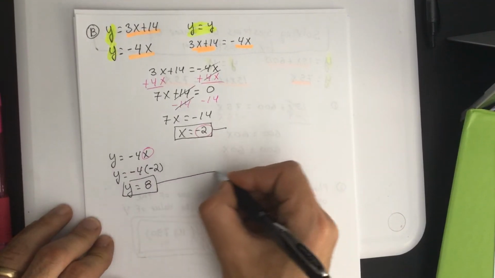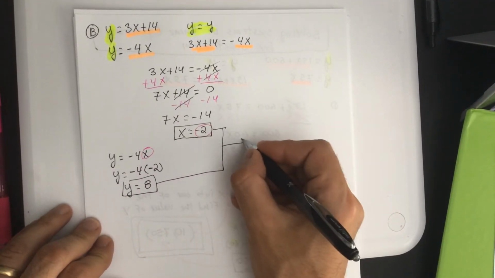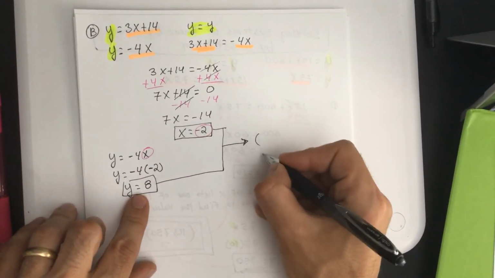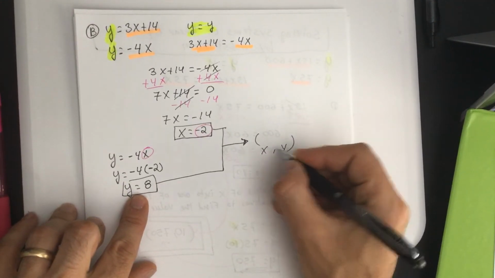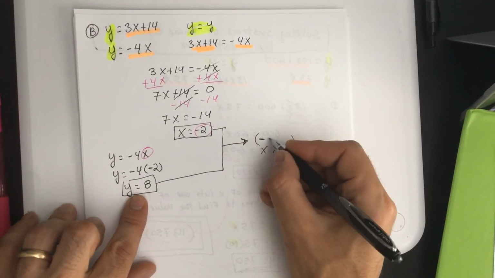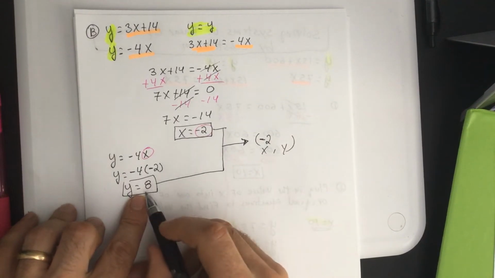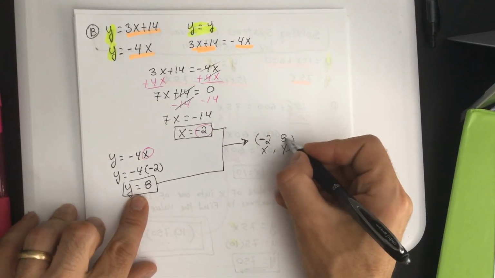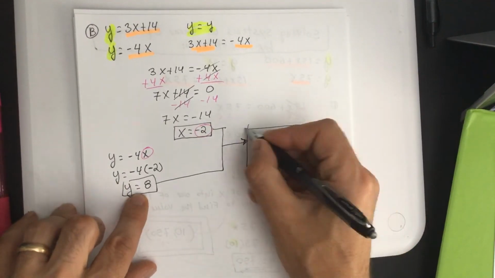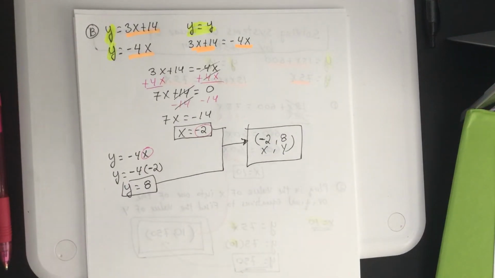Both of these answers are part of the coordinate, okay? So my x and my y. My x is negative 2, don't misplace them, and my y is gonna be 8. That is my solution, right? Pretty simple. Okay, let's go and take a look at another example.